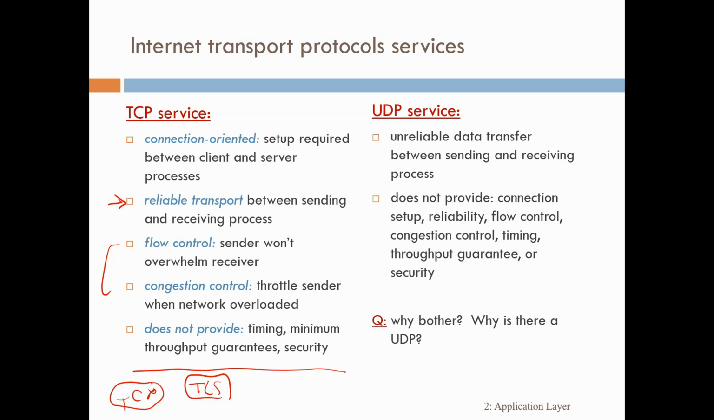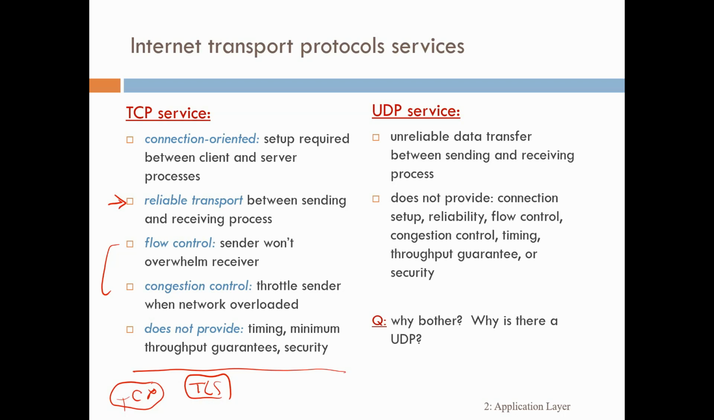UDP is the complete opposite of TCP. It provides very, very limited services. It is not connection oriented, meaning that you don't have to establish a connection to send the UDP packet. If you have something, you just send it. It doesn't provide reliable transport. So that means if a packet is lost, there's no way to actually detect. It does not provide any guarantees on delay or throughput or security. It does not provide flow control and congestion control. Quite often, we call UDP the blank slate protocol.